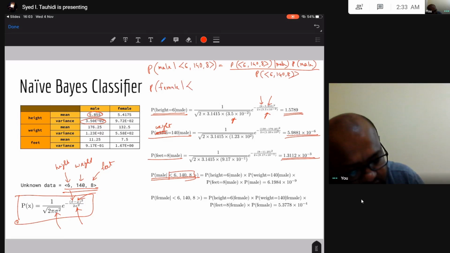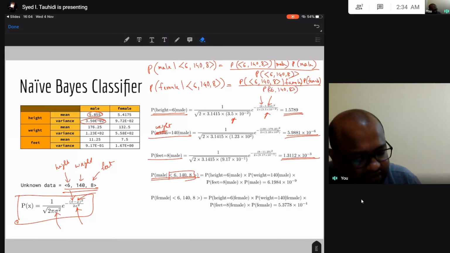given 6, 148 is probability of 6, 148 given female, probability of female, divided by probability of 6, 148.